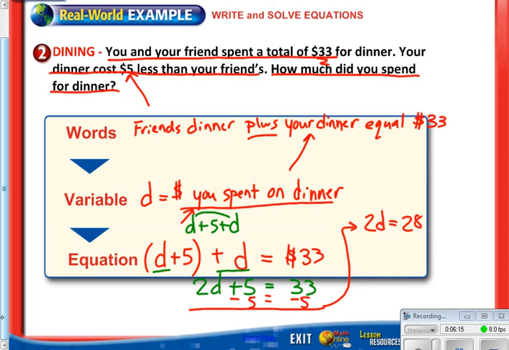Get D alone. In order to get D alone, we'll divide both sides by 2, and we find out D equals 14 bucks. So your dinner was 14 bucks. If you needed to find out your friend's dinner, well, we know our friend's dinner was $5 more than, so your friend's dinner would be $19.